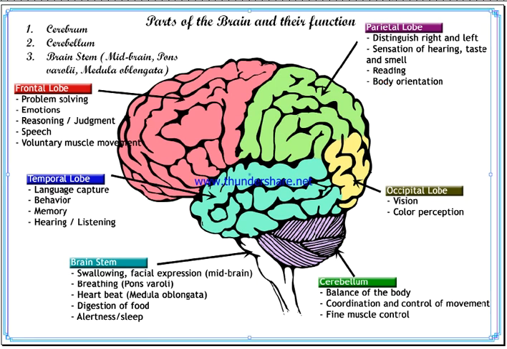Okay, and next one is occipital lobe. Occipital lobe is mainly related to vision and color perception. Well, occipital lobe receives the nerve from eyes. While studying eyes in grade 9, you must have remembered that optic nerves emerge out of the eyeball, isn't it? And these optic nerves are supplied to occipital lobe of brain.